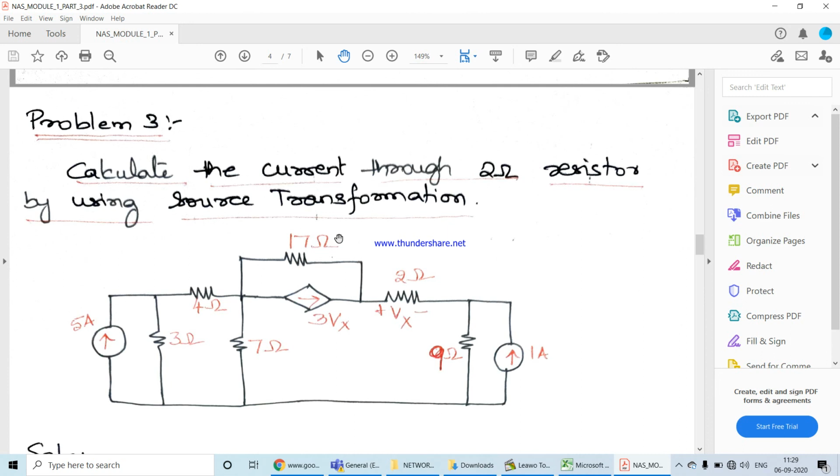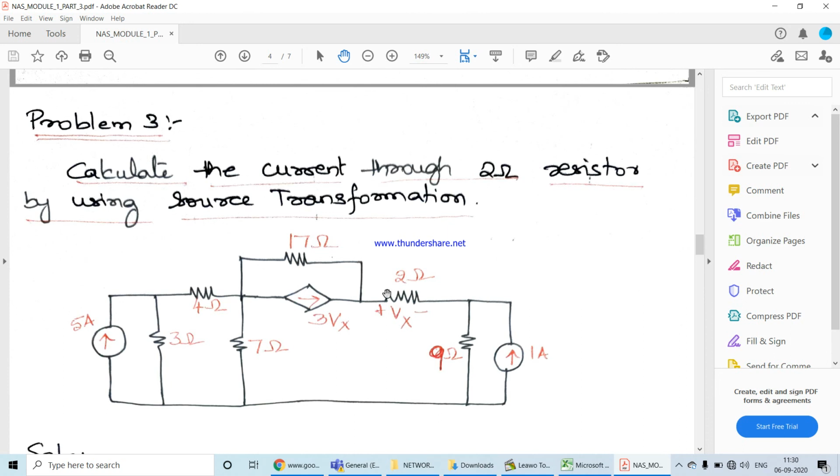Now, where exactly is the 2 ohm resistance placed? So the 2 ohm resistor is this, and you need to find out what is the current through that particular 2 ohm resistor. How to find that? The dependent source is given as 3Vx, and that Vx is nothing but the voltage across the 2 ohms only.